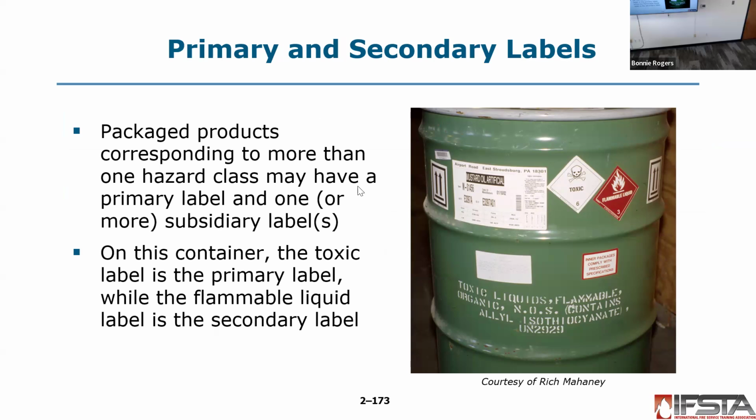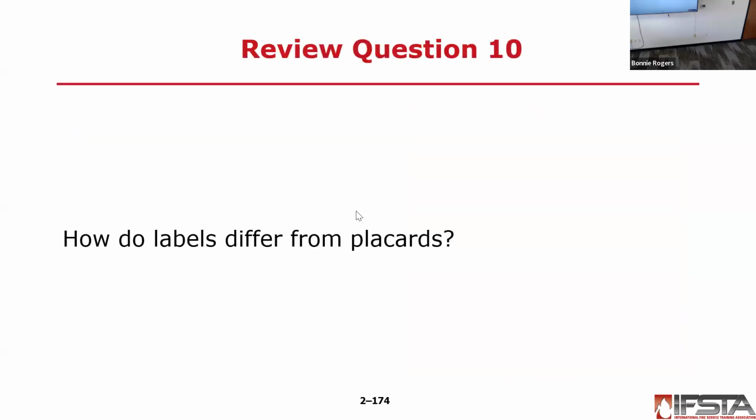Here it talked about if you have more than one hazard class. This is toxic and it's a flammable liquid, so that's the primary and that's secondary. How are labels different than placards? They're on the package, not on the transportation. And what's different about their characteristics? They're smaller, yes.